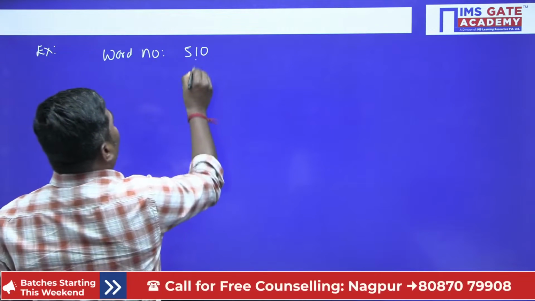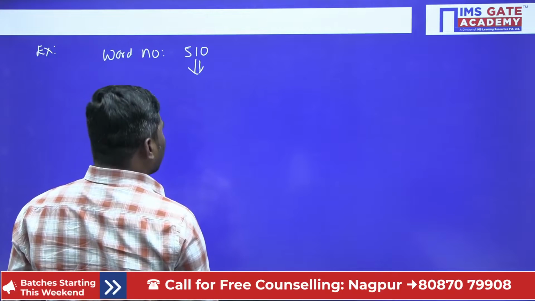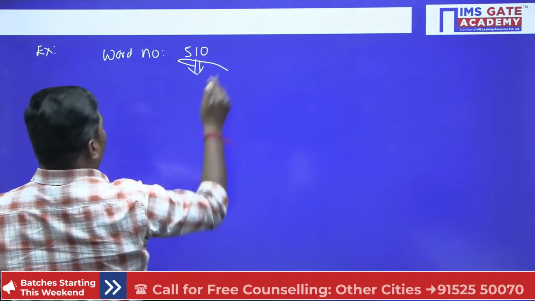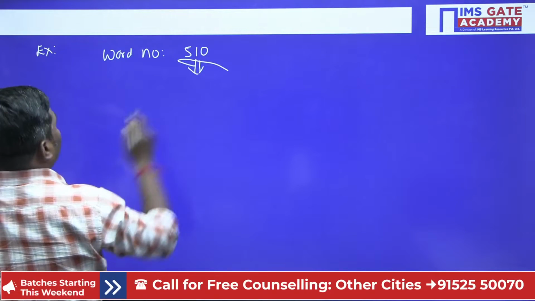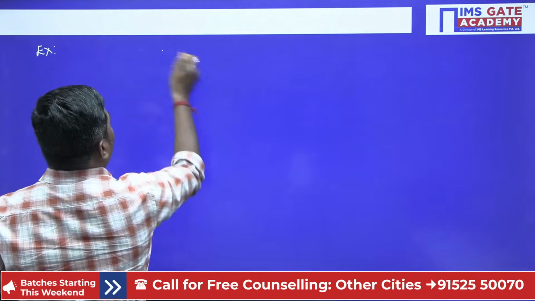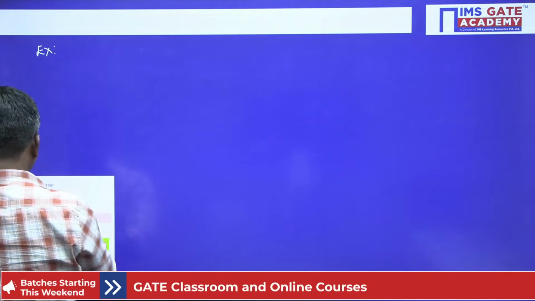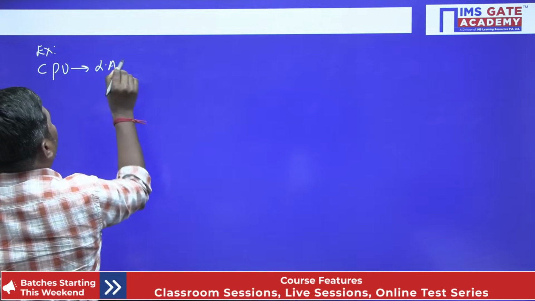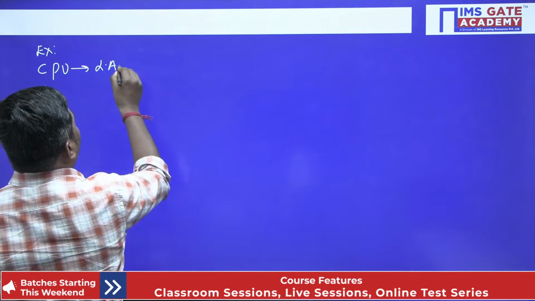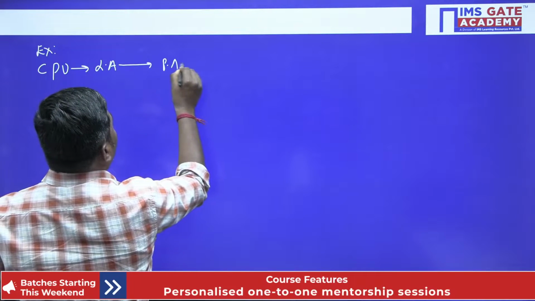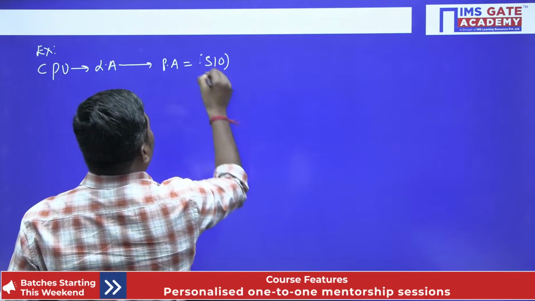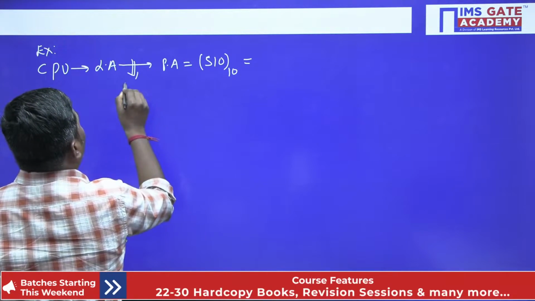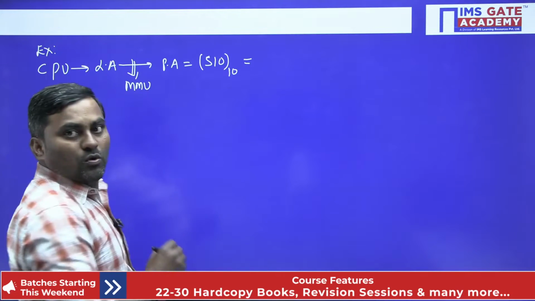For this 510 you have to write the binary address, so a 9-bit address comes. How will it come from the CPU? The CPU generates the logical address for word number 510, which needs to be converted into a physical address. This is done by the memory management unit only, right?